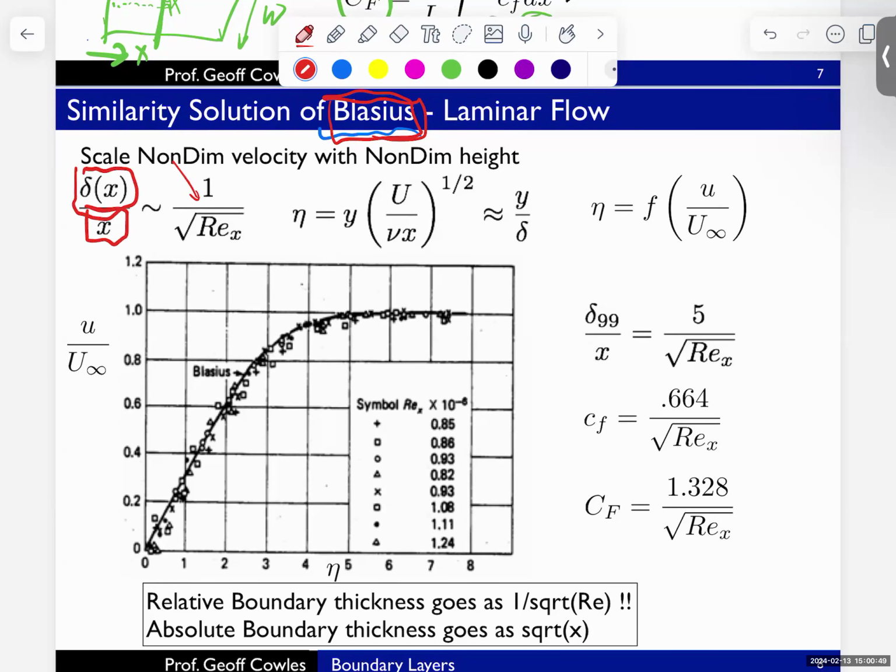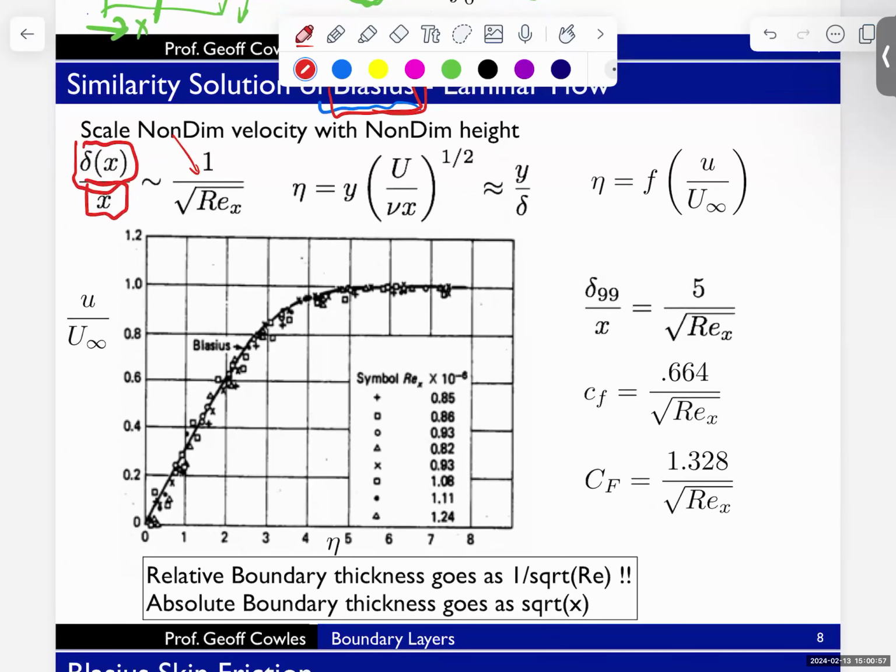So he made these arguments based on physics arguments similar to that time scale ratio we looked at earlier. And then he was able to achieve a solution where he came up with a relationship between a non-dimensional distance from the wall. So you have to kind of turn your head and think about this being the distance from the wall here. And this is the velocity field.